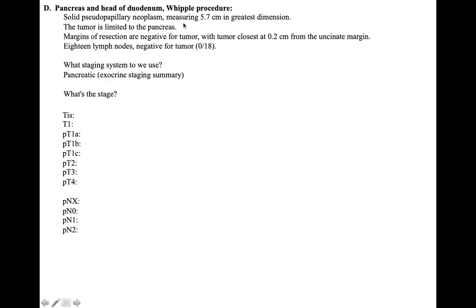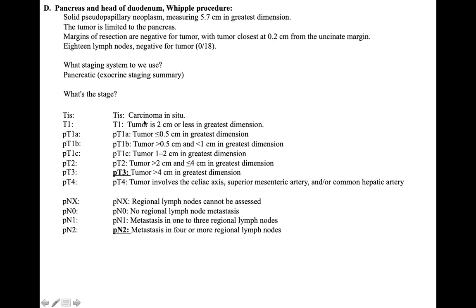What staging system do we use for this case? We use the pancreatic exocrine staging summary. And here, this tumor is greater than 4 centimeters in greatest dimension. It is a stage of pT3, pN2. Actually, wait. Sorry, this is actually supposed to be a pN0. This is a mistake. There's no lymph nodes that are positive in this case. Sorry about this.